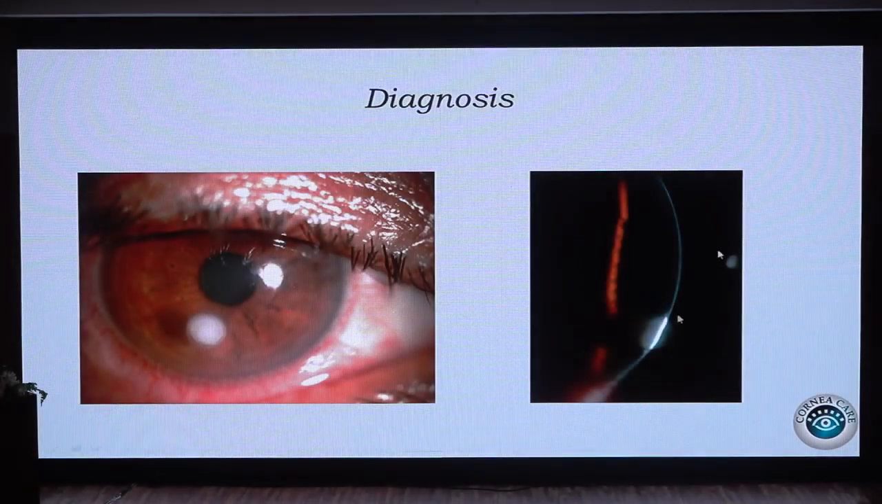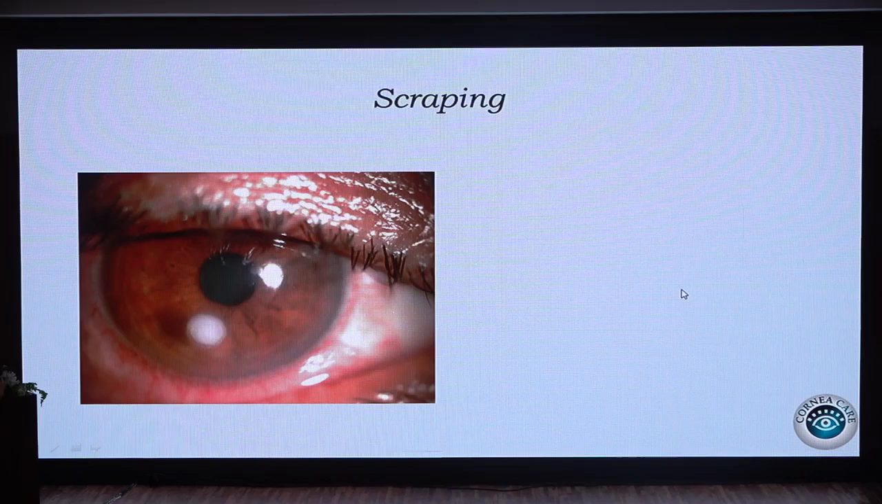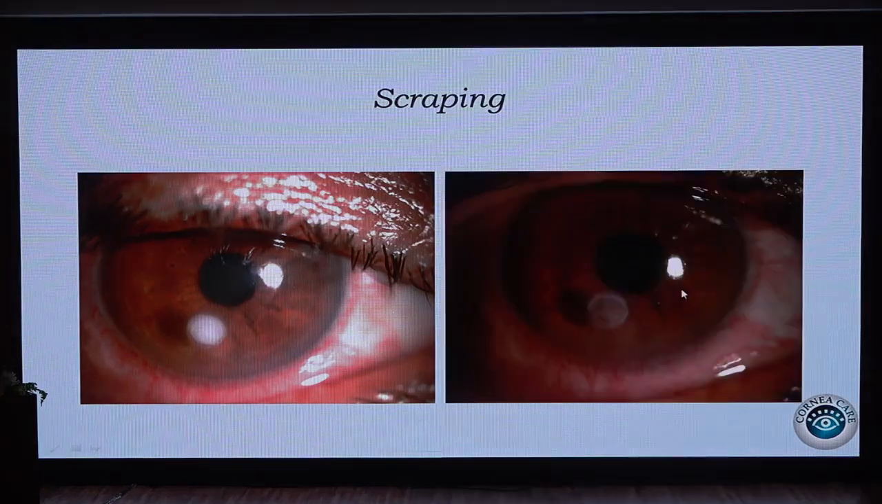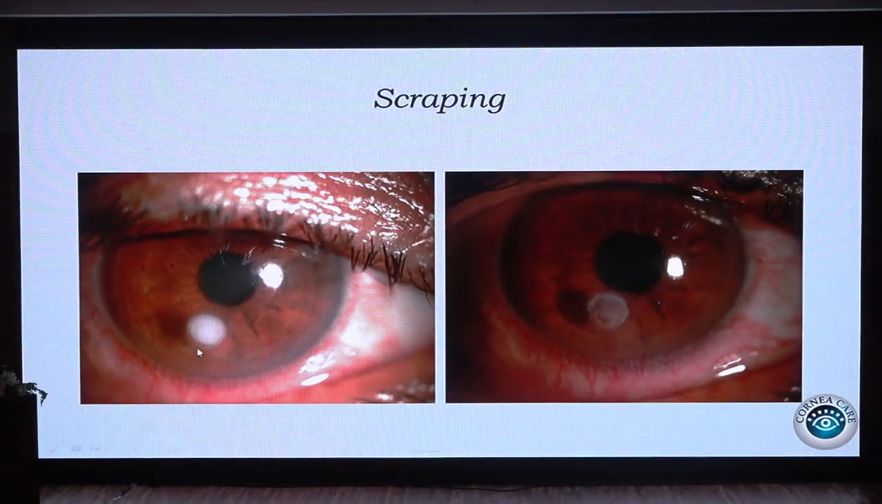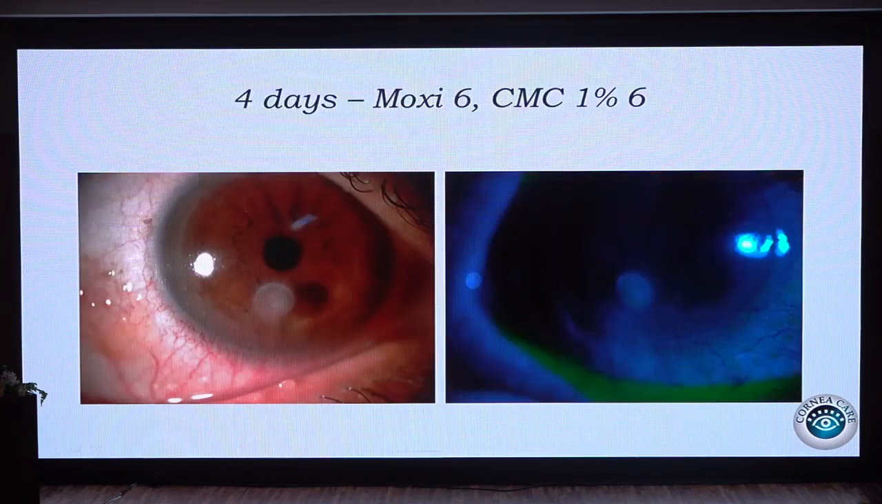As you can see, the surrounding area looks pretty much clearer. Hardly any cellular infiltrate, no edema. And when I did the scraping, I realized that the entire dense looking thing was just a necrotic mass. It just came out like pus. And on scraping, there was no organism.